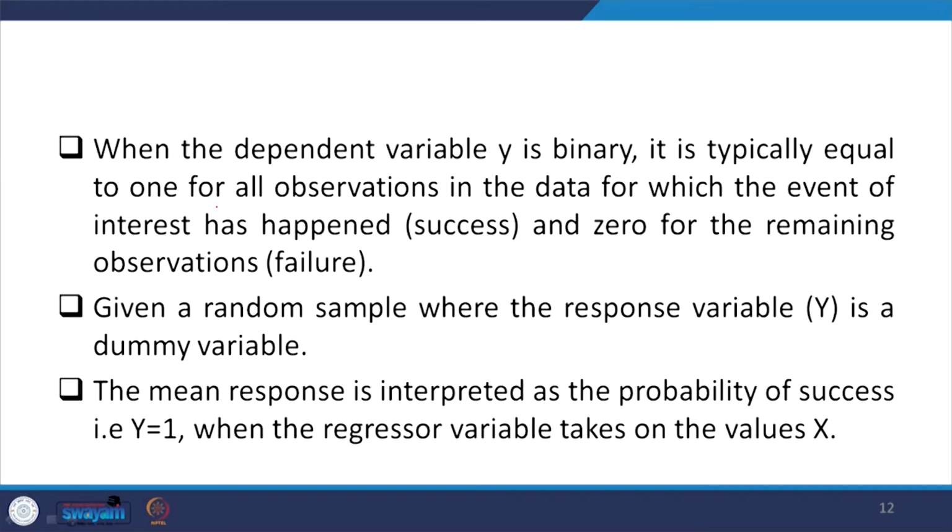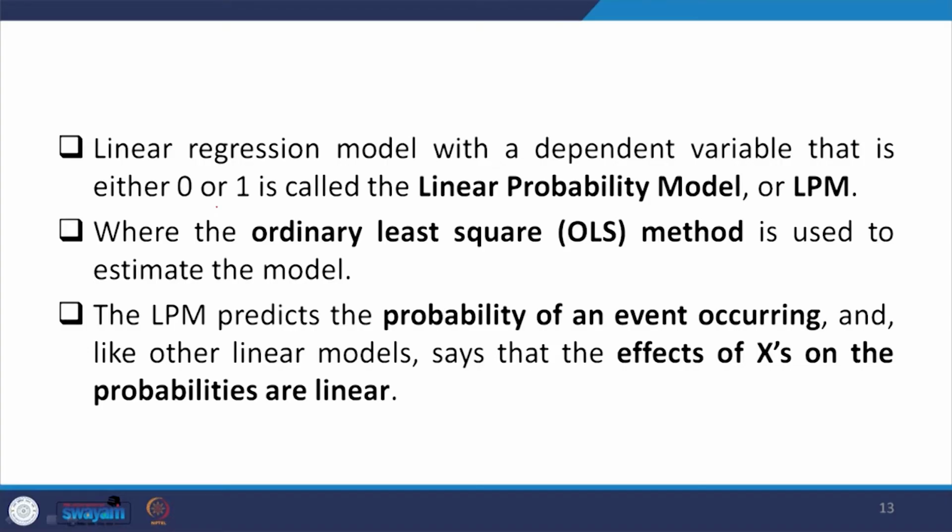Then, given a random variable, when the response variable is a dummy variable, and we are discussing LPM only, the mean response is simply interpreted as the probability of success, which we have already proved a couple of minutes back, where y is equal to 1 and the regressor variable takes any values of x. So, a linear regression model with a dependent variable that is either 0 or 1 is called a linear probability model, or LPM.